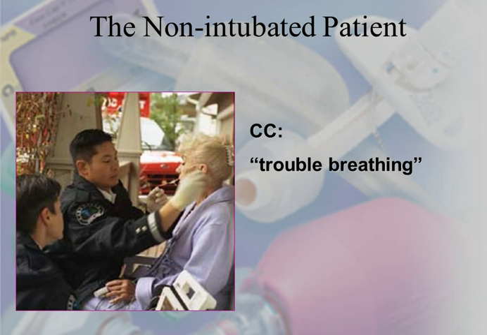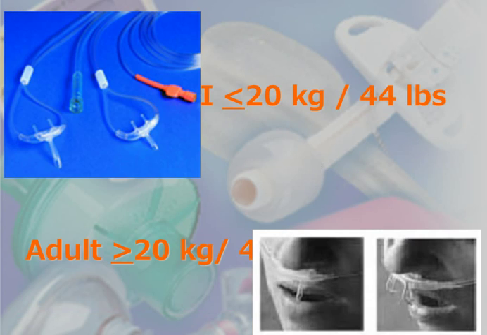All right, so for the non-intubated patient, the typical call is trouble breathing or shortness of breath. For pediatrics, we use those anytime we've got a kid under 44 pounds. For the adults, we use it for anybody above the 44-pound range, as opposed to the colorimetric.